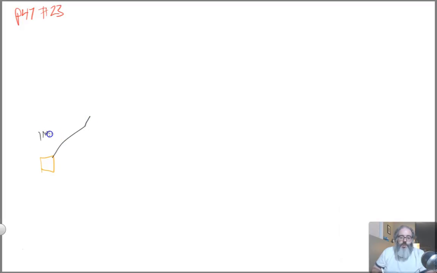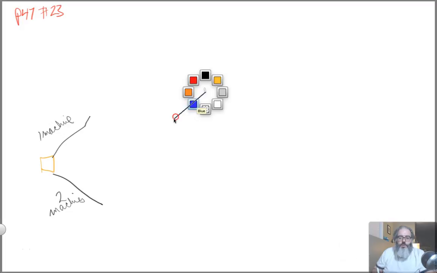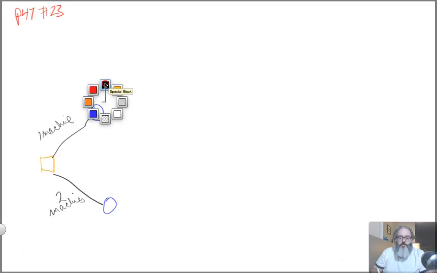We can purchase one machine outright, or we can purchase two machines. If we do happen to purchase two machines or one machine, there's a couple of different things that can happen with the demand.